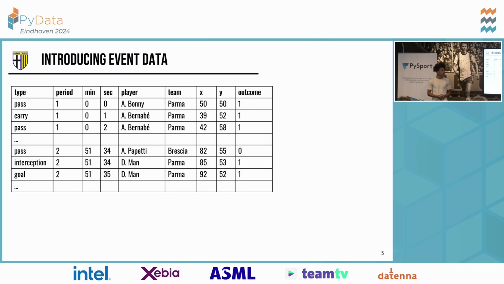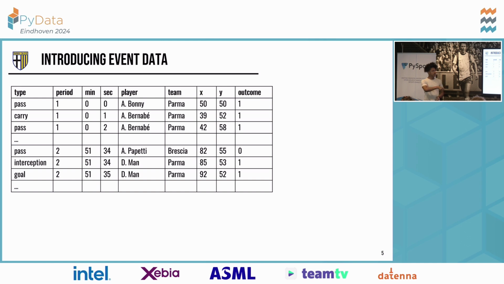So this is an example of event data. It's simply a table with one row per event in the game. And an event can either be a pass, a carry, an interception, a tackle, a goal, etc. And for all of these events, we have some columns that we call qualifiers. So some temporal qualifiers, the period, the minute, the second. Also the player and the team, the coordinates, the outcome, which is 1 if the event is a success, 0 if it's a failure.